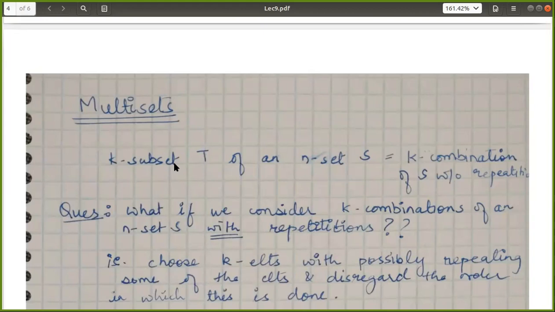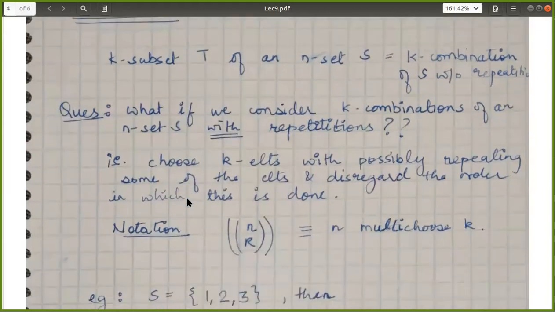So for such a choice, when I want to take k elements, possibly with some repetitions, I will denote this by n multi-choose k. And remember, only a single bracket is used to denote my choose. Now, since you have multi-choosing, you put multi brackets. So 2 opening brackets, 2 closing brackets. This would mean n multi-choose k.